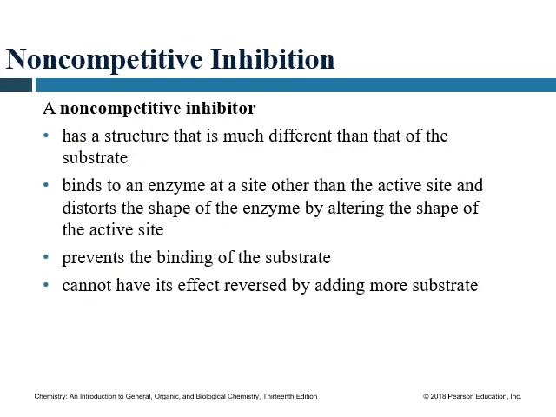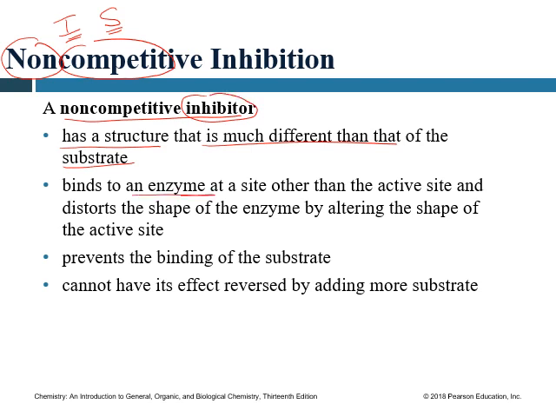So now let's talk about non-competitive inhibition. As the name already says, non-competitive means there is no competition between inhibitor and substrate, right? In a non-competitive inhibitor, the inhibitor has a structure that is much different than the substrate. So structurally they are different, and the non-competitive inhibitor binds to an enzyme at a site other than the active site. What does it mean?